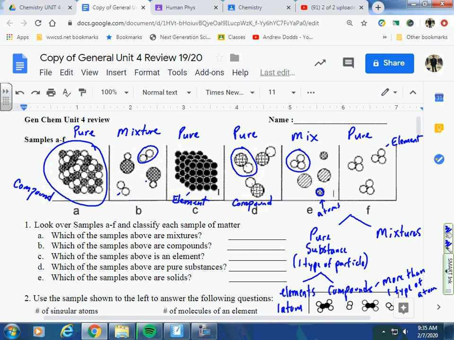So for A, the answer should have been B and E. And for number 2, should have been A and D. And C should have been C and F. D, pure substances, so that would be A, C, D, and F. And for solids, we're just going to look at these pieces that are all arranged nice and orderly, close together like this, these cubes. So for that, I'd put A and C. Okay.